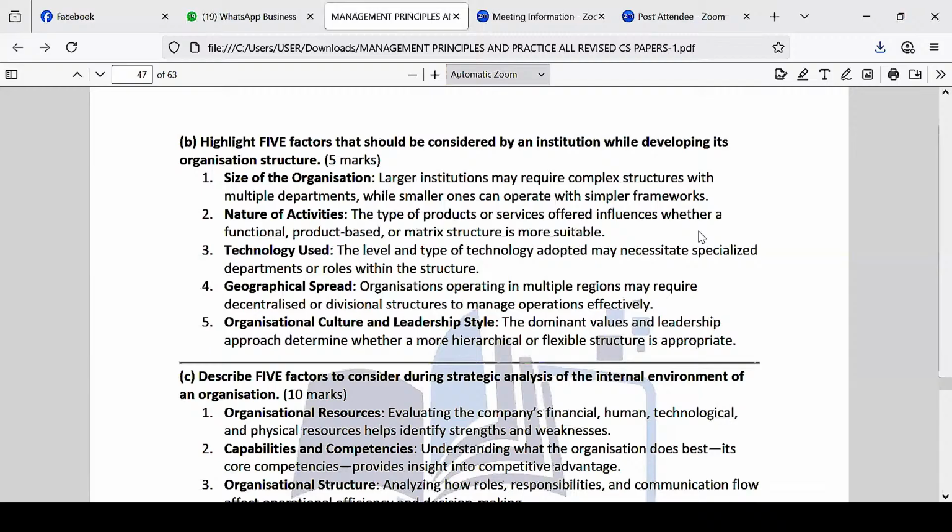Geographical coverage. How are you spread? Are you in Nairobi County alone? Are you in the metropolitan area, that's Nairobi, Kiambu, and Machakos County? Are you countrywide? Are you a regional company? Are you a global company? So basically, that one.